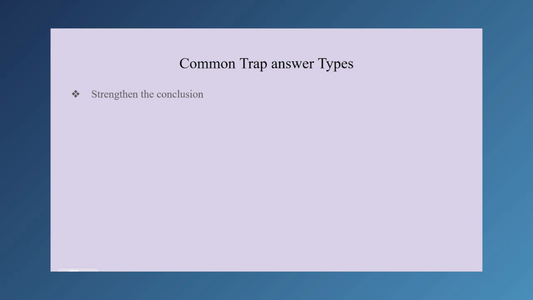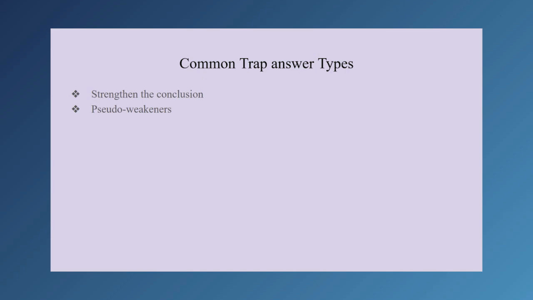Answers that strengthen the conclusion. These do the opposite of what we're trying to do. For instance, if the argument said that exercise improved mental health because it releases endorphins, then a trap might say something about how endorphins are shown to significantly enhance mood and reduce stress, thereby strengthening the argument.